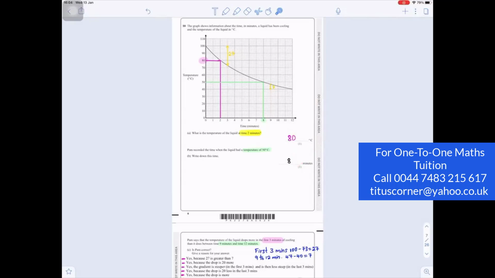88, drop of 27 in the first 3 minutes, drop of 7 in the second 3 minutes, and the answer is yes, because 27 is greater than 7.